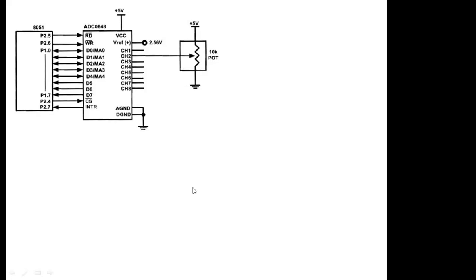In the previous class, we made a conclusion about the steps by which data conversion can be done by your ADC 0848. You can see the connection over here. You can assume that this is any type of transducer. Your channel 2 will take input signal from here. This is your ADC 0848 and this is your 8051.